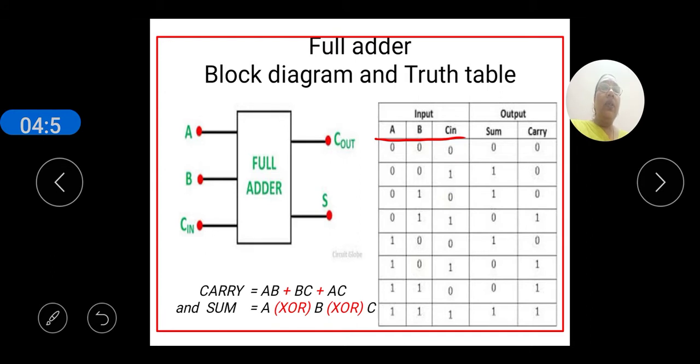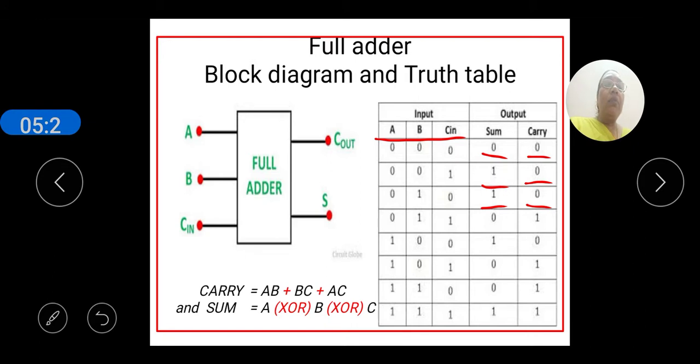0, 0, 0, the sum is 0, and the carry is 0. Then the next case is A 0, B 0, C in is 1. So 0 plus 0 plus 1 is 1, sum is 1, carry is 0. Next 0 plus 1 plus 0, the sum is 1, carry is 0.